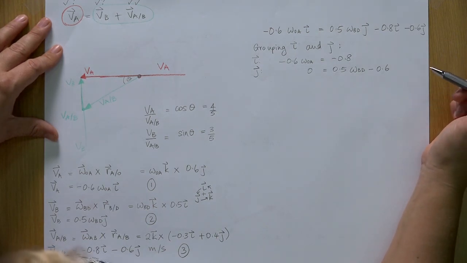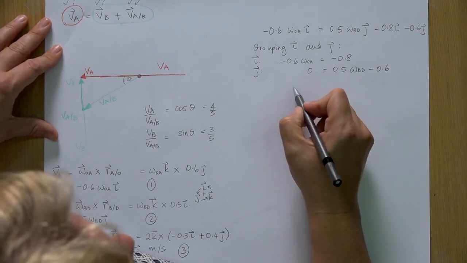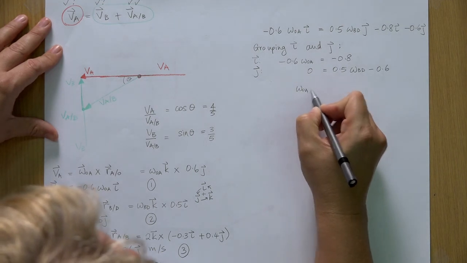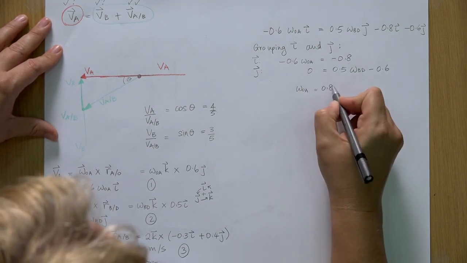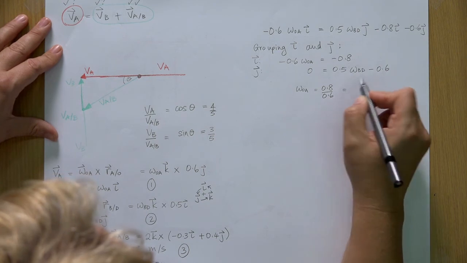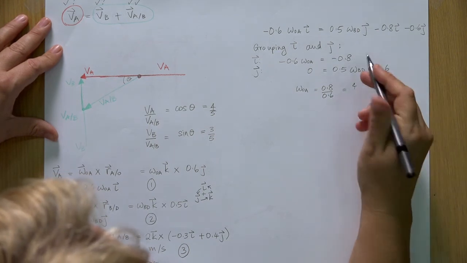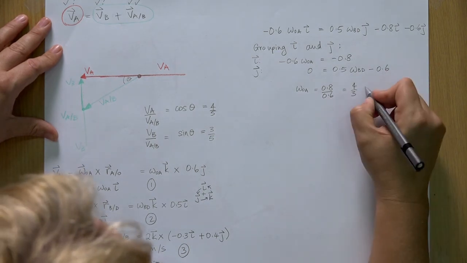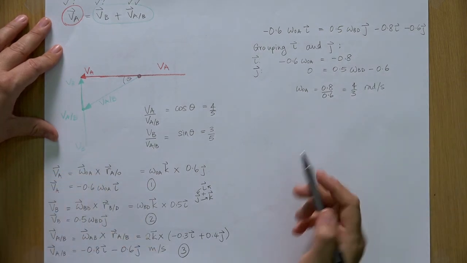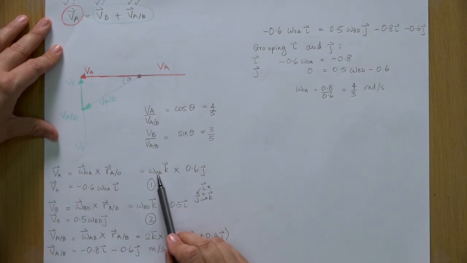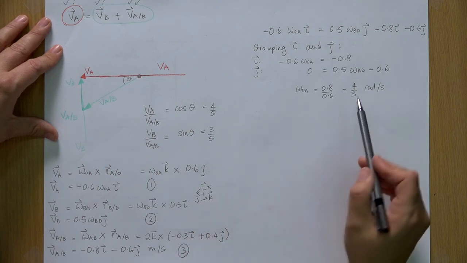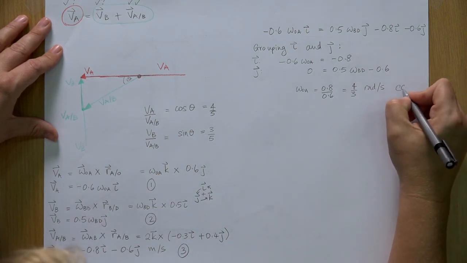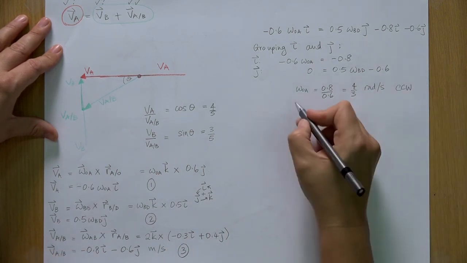In this case, the equations are very simple. I don't need to solve simultaneously. We find omega OA equals 0.8 over 0.6, which is 4 over 3 radians per second. I started out by assuming omega OA was positive counterclockwise. I have found it is positive, so that's counterclockwise.